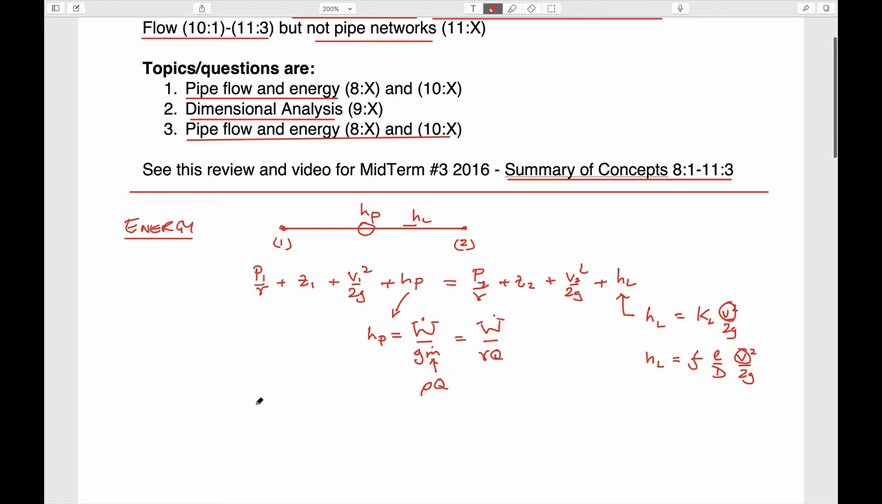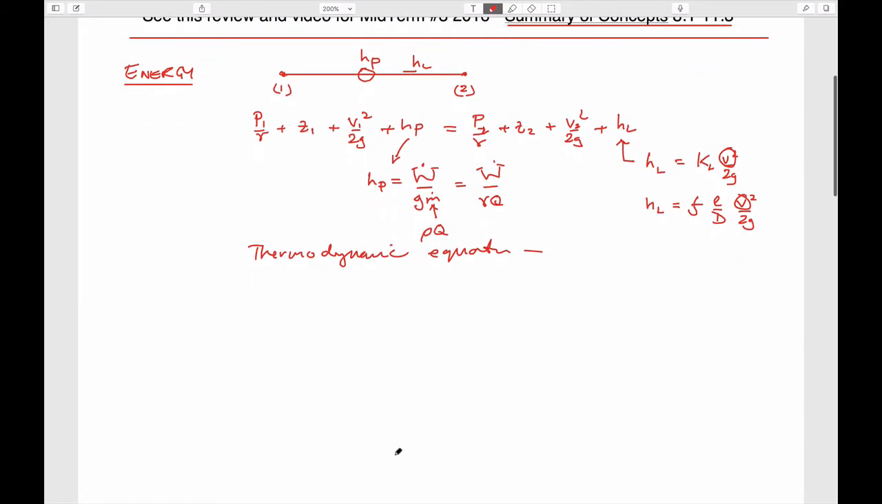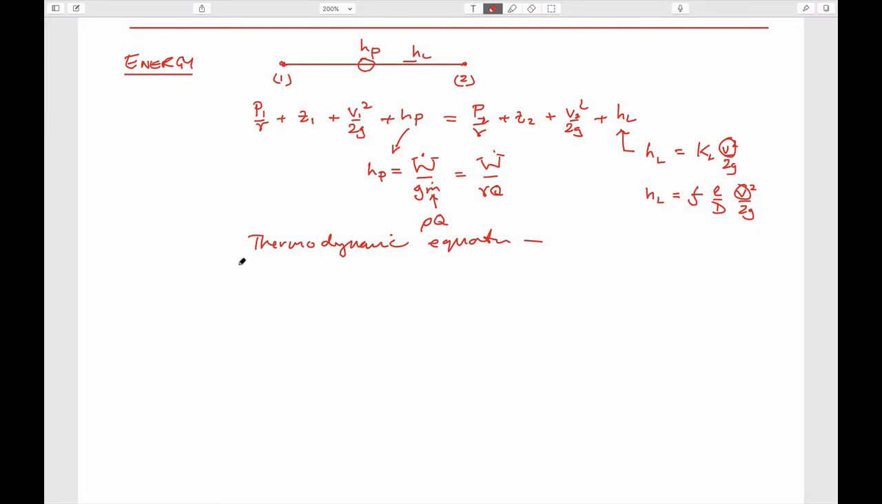There's also a thermodynamic equation. And you can see the form of that in the other notes, but I won't go through that here, so you can take that whatever you think it's worth. Okay.